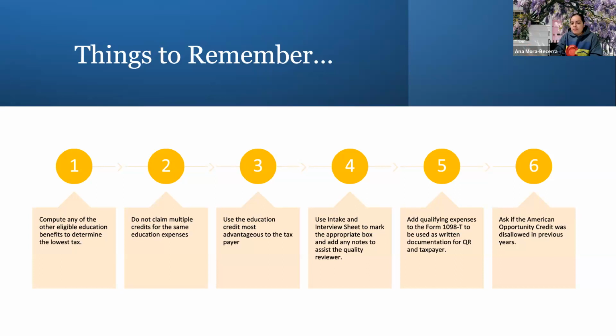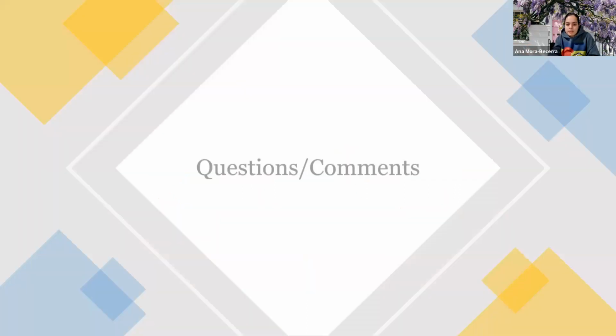And then ask if the American Opportunity Credit was disallowed in previous years. It's kind of like with the, what is the one credit? The EIC credit, where it gets disallowed, they would get a letter, and so they would know. And I think that was it. Do we have any questions or comments, anything that needs to be clarified or that I didn't fully cover?